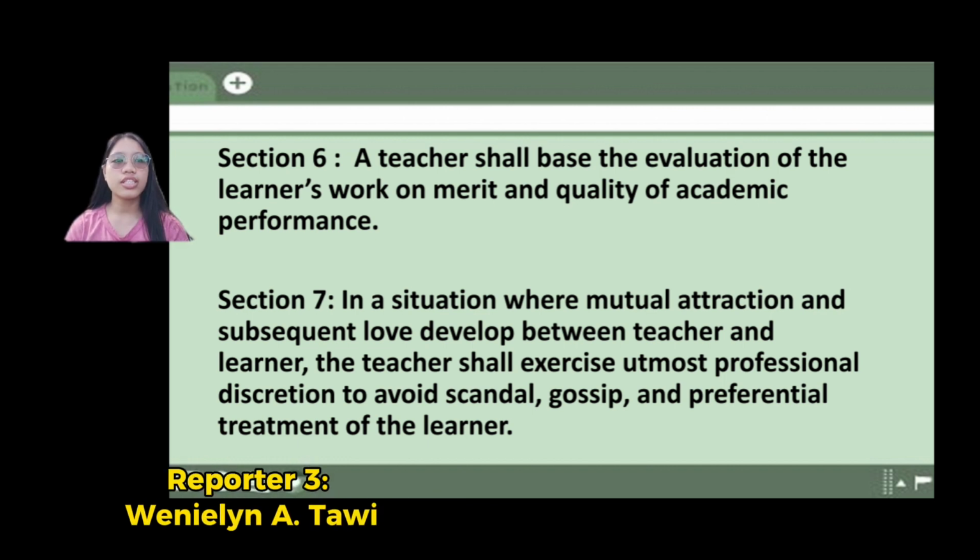So, Section 7. In a situation where mutual attraction and subsequent love develop between teacher and learner, the teacher shall exercise utmost professional discretion to avoid scandal, gossip, and preferential treatment of the learner. So this means that the teacher should avoid any actions or behaviors that could lead to scandals, gossip, or perceptions of preferential treatment towards the learners. Maintaining a professional boundary is crucial to ensure a fair and unbiased learning environment for all students.